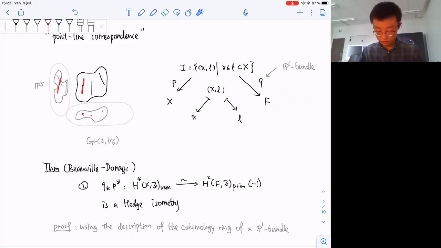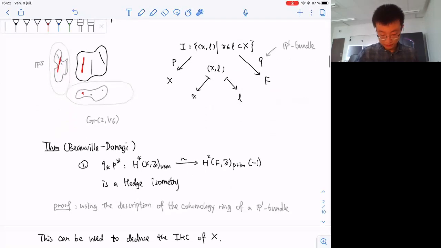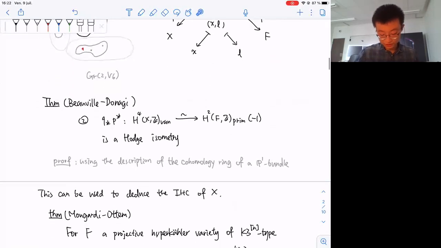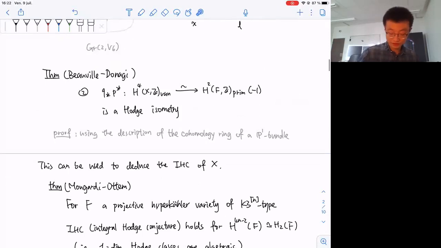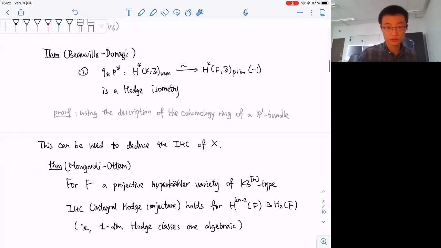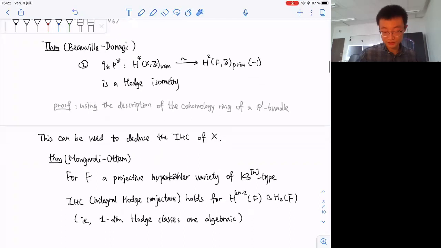So the cohomology ring of a P1 bundle behaves very well, so we can compute everything explicitly, and we can show that this is the Hodge isometry. And now the interesting corollary is that we can use this to deduce the integral Hodge conjecture on X.